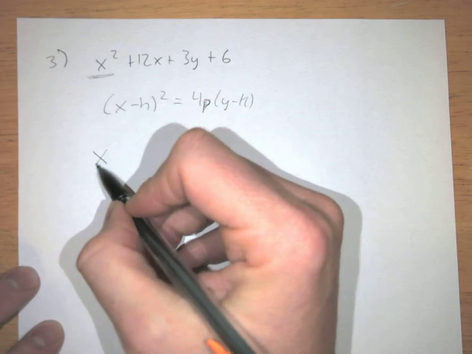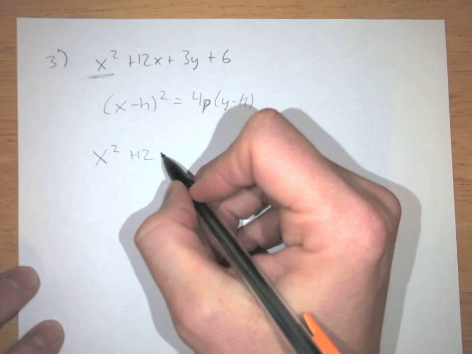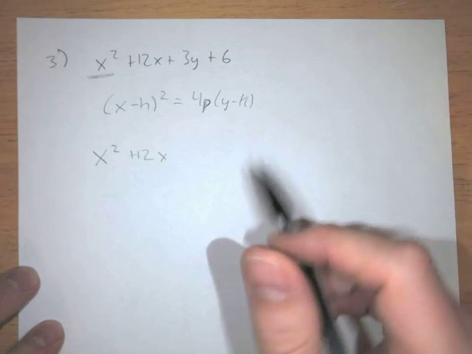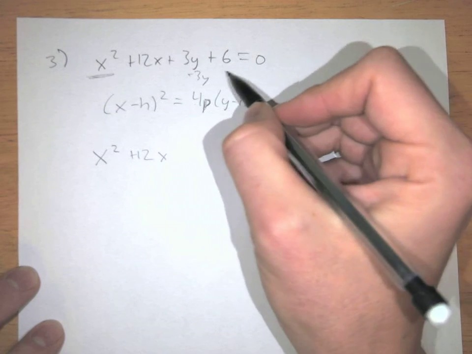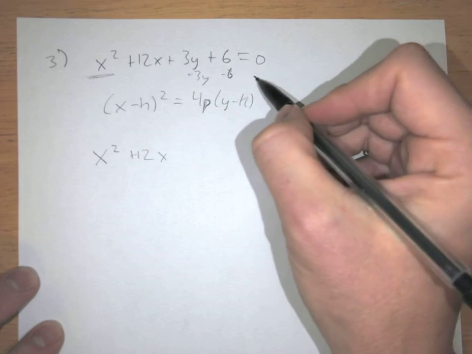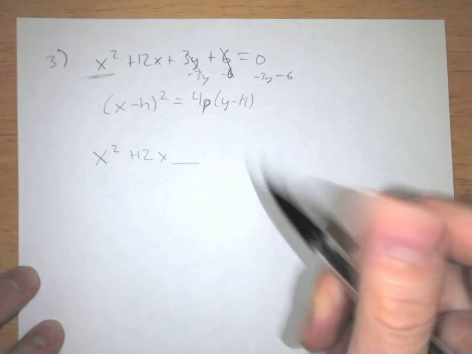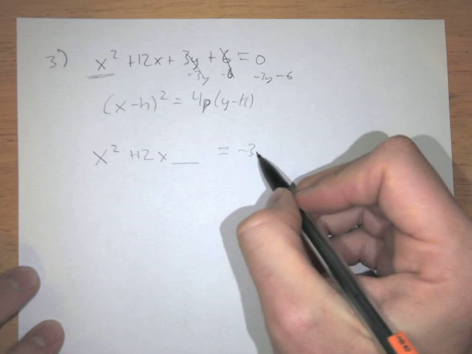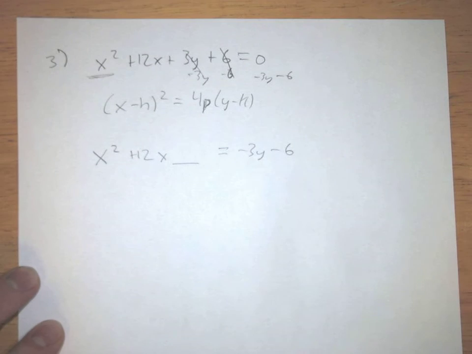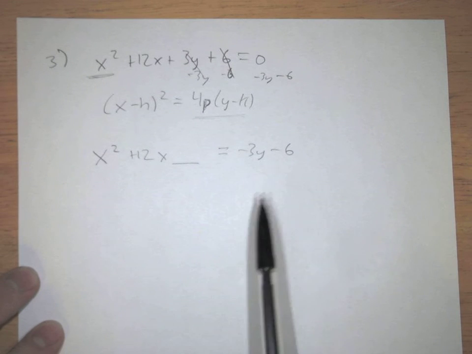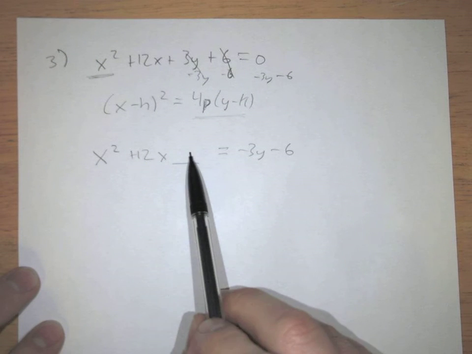From there, what we want to do is move everything that doesn't have an x onto the right-hand side. So I still have the x squared plus 12x here. Sorry, we had an equals 0 here in the beginning. What we're going to do is subtract a 3y and subtract a 6 from both sides. We're going to leave a space here because we're going to complete the square in a second. But on the right-hand side, we're going to have the minus 3y minus 6. So that's what's happening with these two guys. We need to move them over to the right-hand side so that all the y stuff is over here.